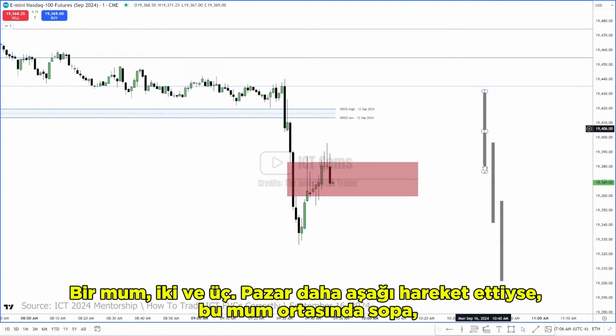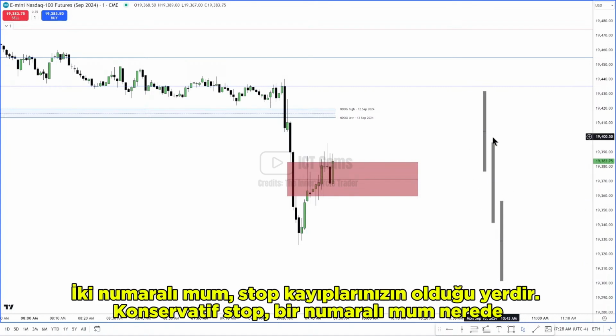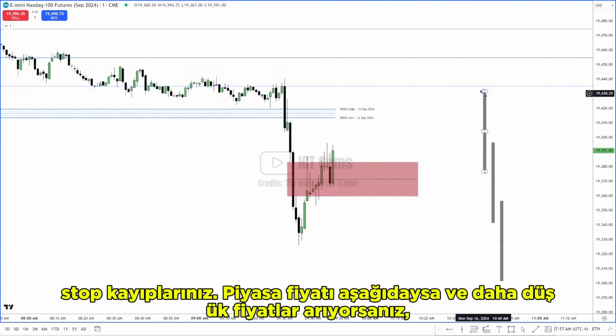1 candle, 2, and 3. If the market has moved lower, this candlestick in the middle is your trigger candle. That's the one you're watching to see stay open. Number 2 candle is where your stop loss is. The conservative stop, the number 1 candle, is where your stop loss is.